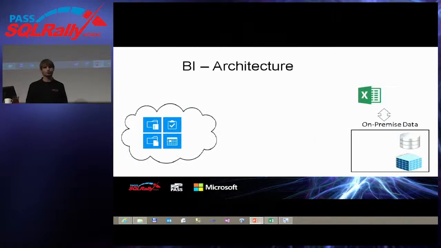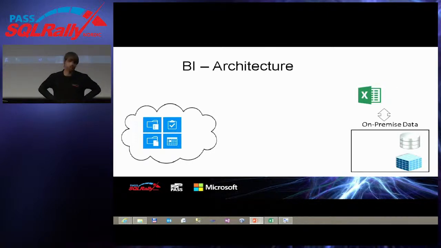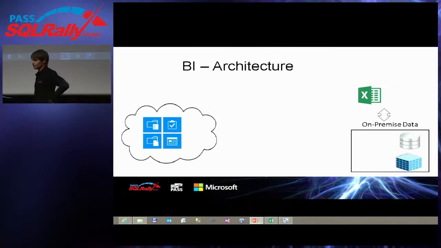So what does a usual BI architecture look like? You have some place where you store your files. You usually have Excel in one way or another, and you have some data, like on-premise data or wherever you store your data. So what is the difference with Power BI, or what does this architecture look like with Power BI?